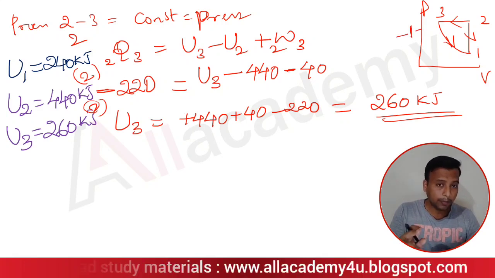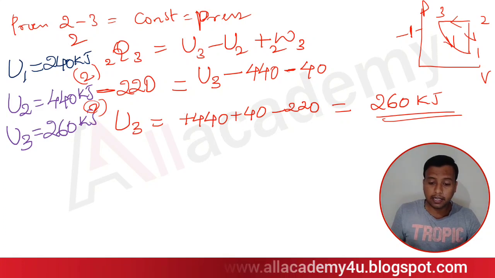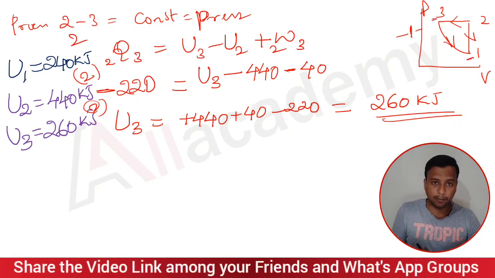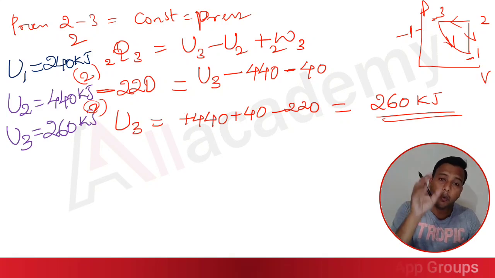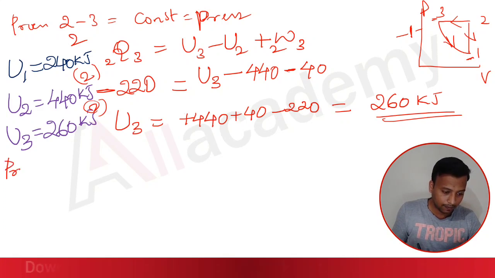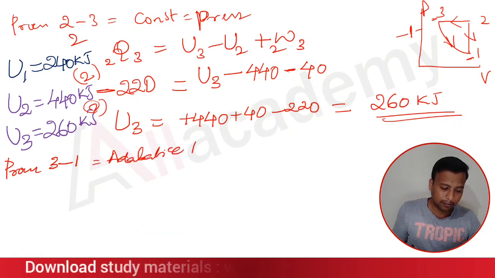Now still the problem is not completed. It is given that we need to identify the adiabatic work done, whatever the process is from 3 to 1, that is the adiabatic process. In that condition, what is the work transfer that we need to identify? Now let us move to the next one, process 3 to 1, which is an adiabatic process.